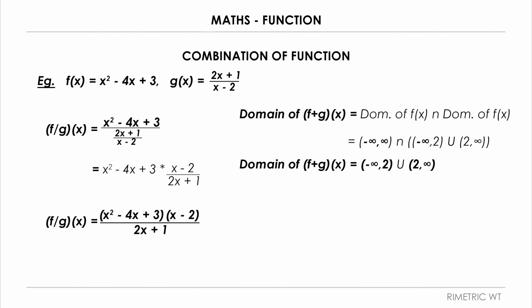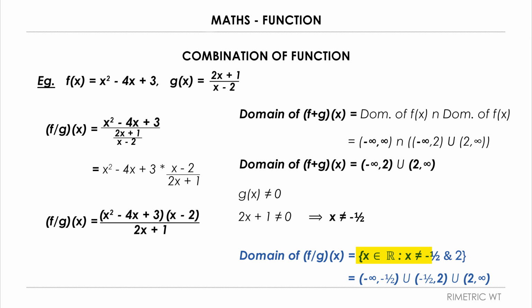But in addition to 2, we will exclude another number that makes g of x, or the denominator of the final function, 0. Here, g of x is 2x plus 1 over x minus 2, and it must be different from 0, which means 2x plus 1 must differ from 0, resulting in x being different from minus 1 over 2. Therefore, the domain of the quotient function will be the set of all real numbers except minus 1 over 2 and 2. Or in interval form, we express it as minus infinity to minus 1 over 2, union minus 1 over 2 to 2, union 2 to infinity.